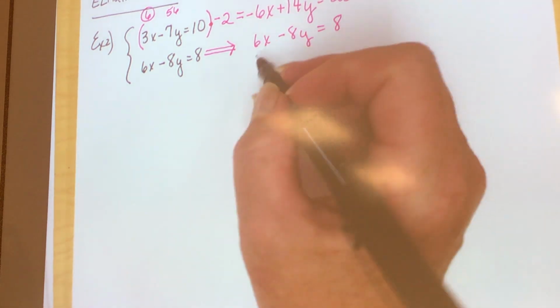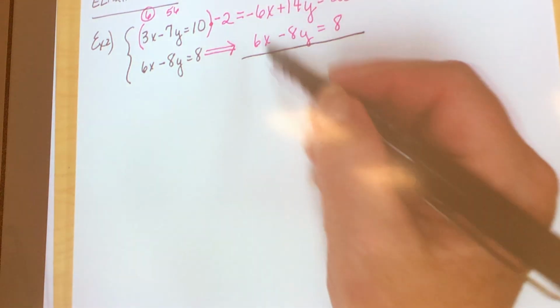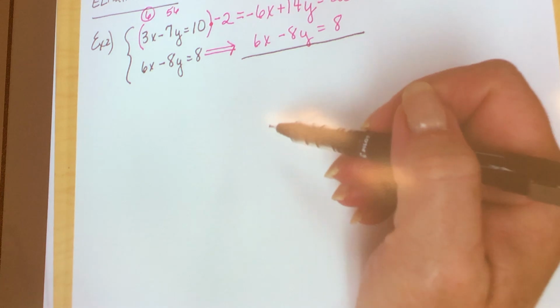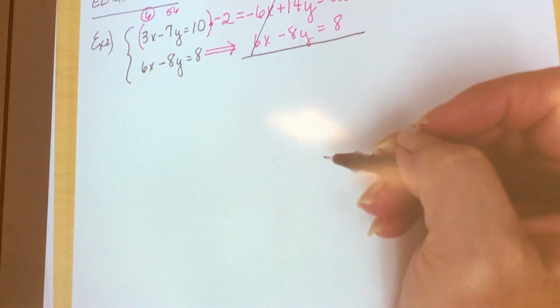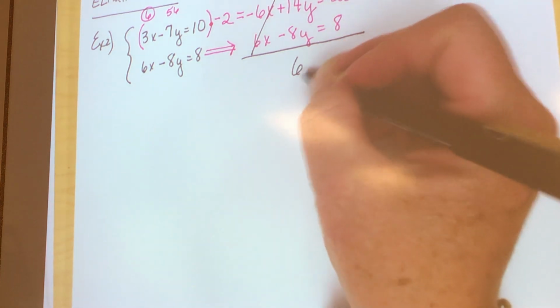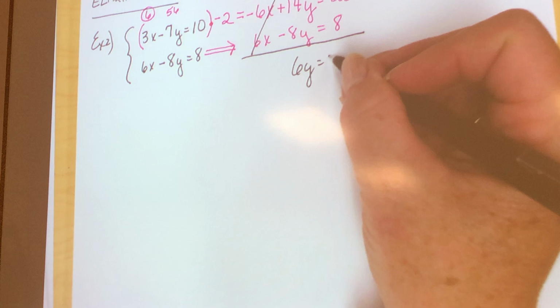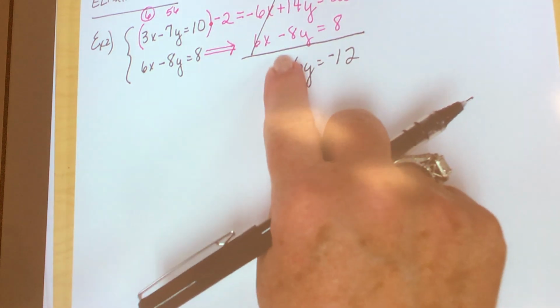Now, watch what I'm going to do. What does this tell someone that I'm fixing to do? Combine. Yeah, I'm going to combine these two things. What's negative 6x and positive 6x? Zero. What's 14y minus 8y? 6y. What's negative 20 and positive 8? Negative 12. I want to see that line, guys.